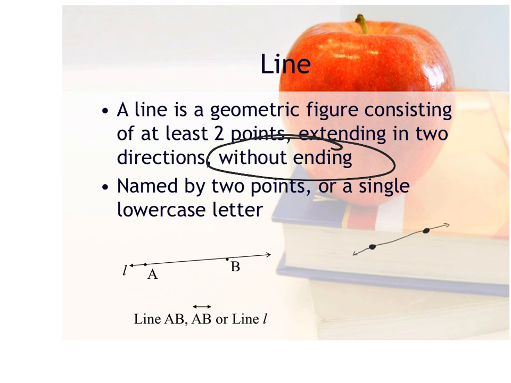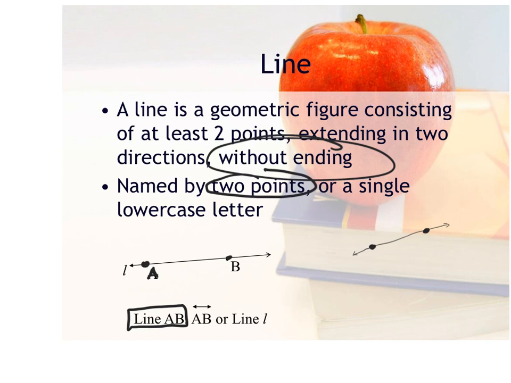When we name a line, we name it using 2 points. For example, we could write line AB. Notice that A and B are both points on this line right there. That's line AB. Sorry, that's really sloppy. Let me clean that up.